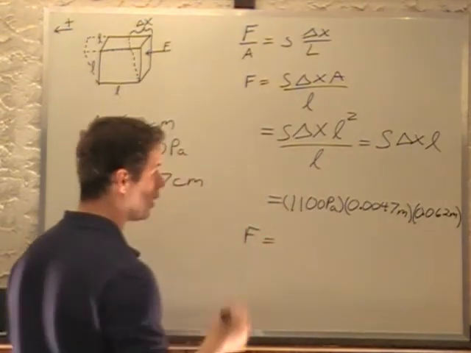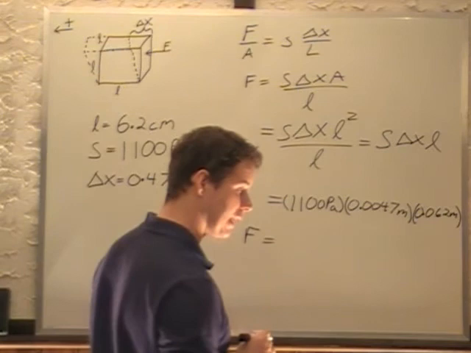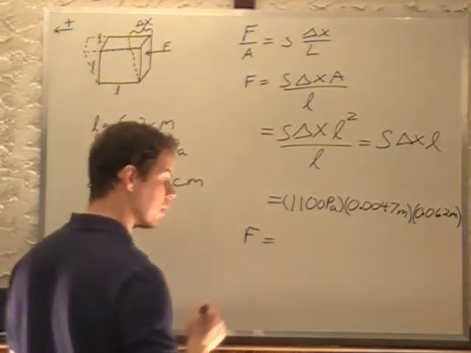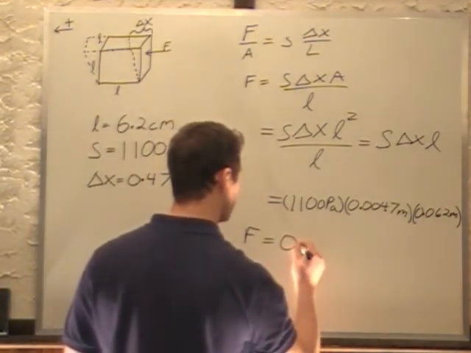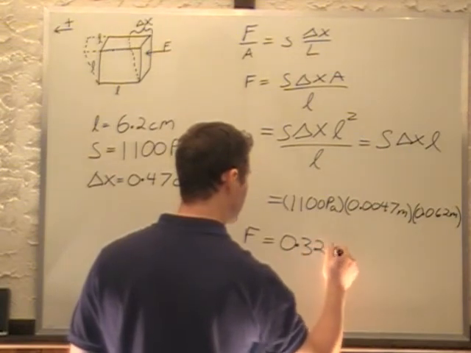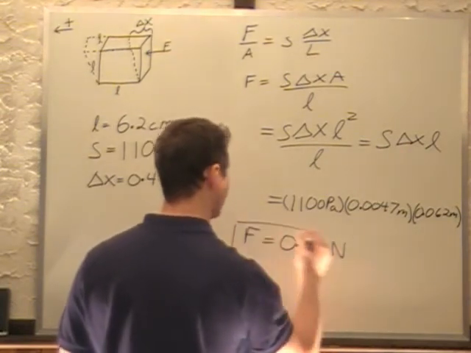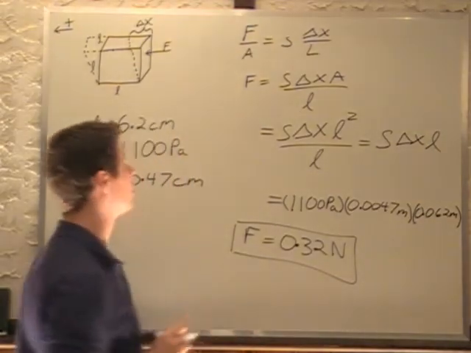So we plug that all in, multiply it all together. We get an answer of 0.32, that's after rounding, 0.32 newtons. That is the force needed to push that cube of gelatin. Final answer.